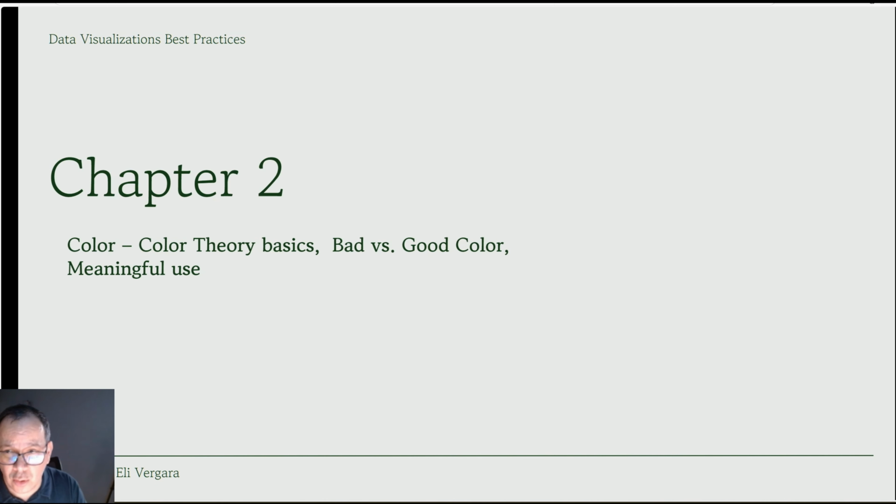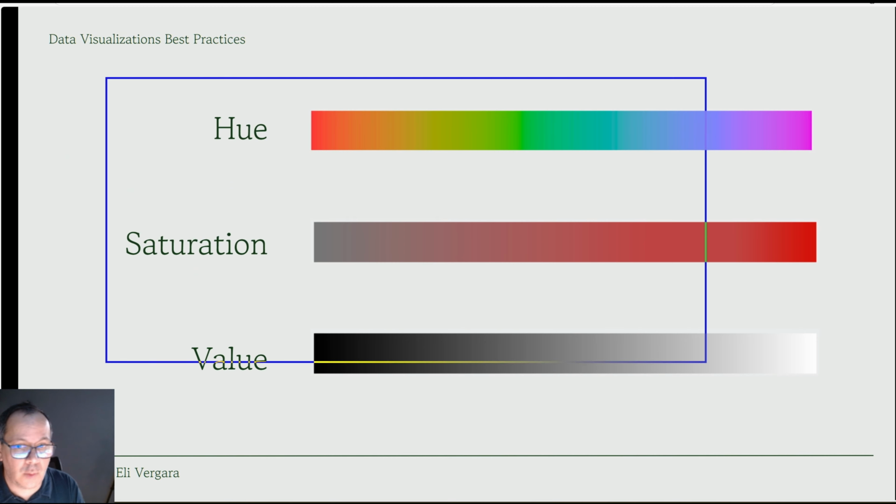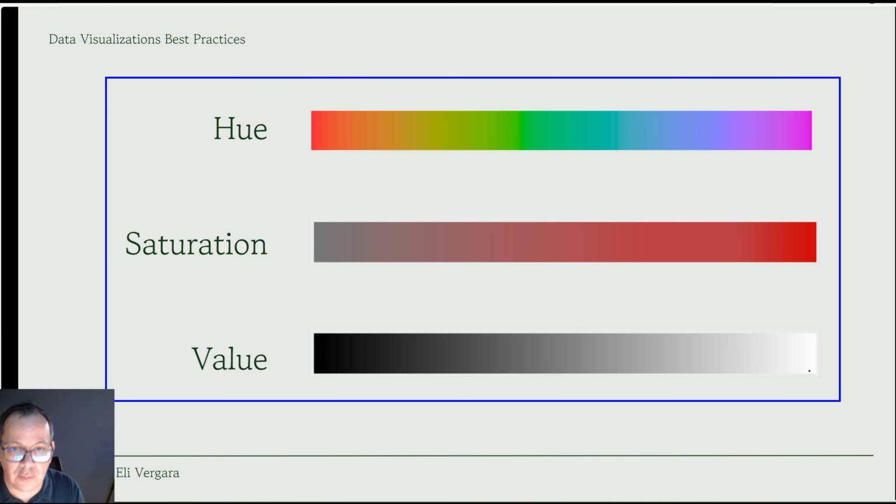As we mentioned, color is one of the most powerful tools that we have in data visualization. But with great power comes great responsibility. In order for us to use color effectively, we need to understand the three concepts that make up color theory. When we talk about color, we're truly talking about one of these or a combination of all three values. We have hue, we have saturation, and we have value.